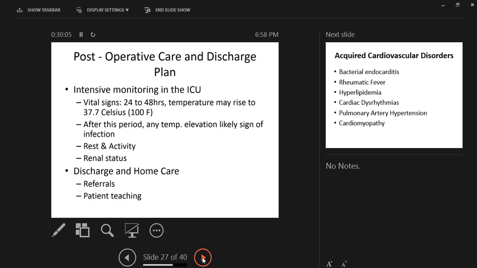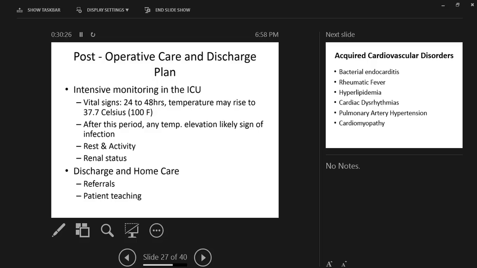If the child develops a fever, you want to remove blankets, document the temp, and get in touch with the doctor if they get a fever after the first 24 to 48 hours. In the first 24 to 48 hours, it's a normal response to the inflammation and the surgery.